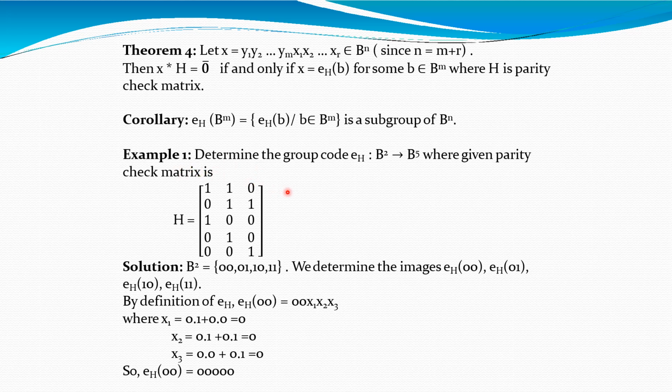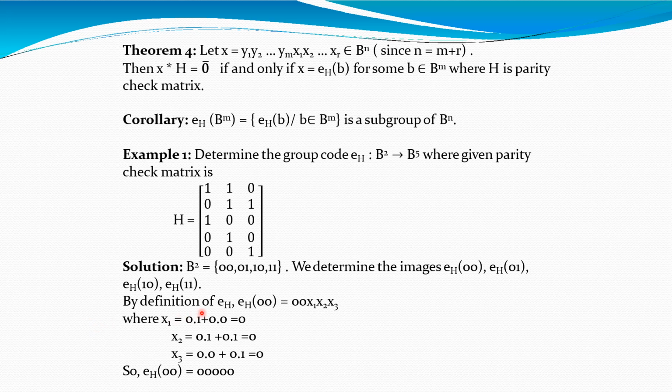Now to determine the group code for all elements of B2, that means for 0, 0, 0, 1, 1, 0 and 1, 1, we find all code words. Now B2 is 0, 0, 0, 1, 1, 0, 1, 1. We determine the images EH of 0, 0, EH of 0, 1, EH of 1, 0 and EH of 1, 1 by using the definition. Now by definition EH of 0, 0 will be 0, 0, x1, x2, x3 because as it is an element of B5, it is a 5 tuple. So remaining three elements x1, x2, x3 we have to find.